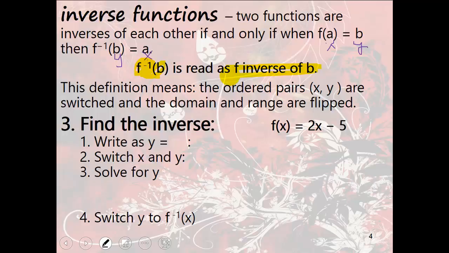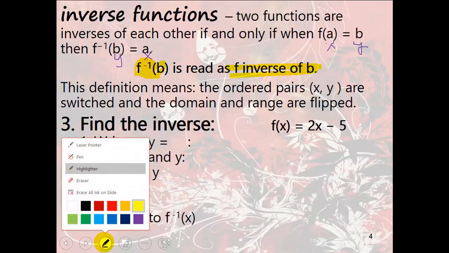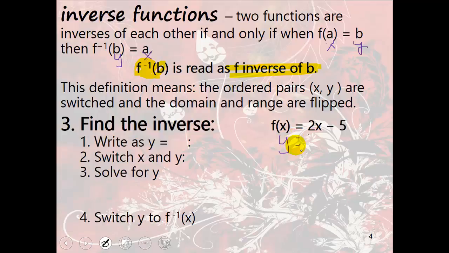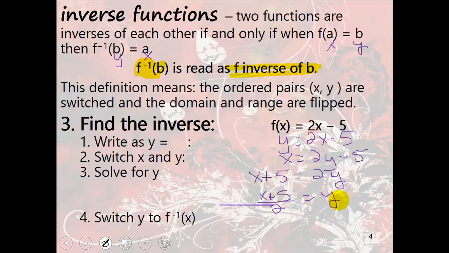So what you're going to do is write f(x) back as y. So y equals 2x minus 5. And then you're going to switch the x and the y. So x equals 2y minus 5. I just switched them, just like I did with the ordered pairs. And now I'm going to solve for y. So I have x plus 5 is equal to 2y, and now I'm going to divide by 2. (x + 5)/2 is equal to y.